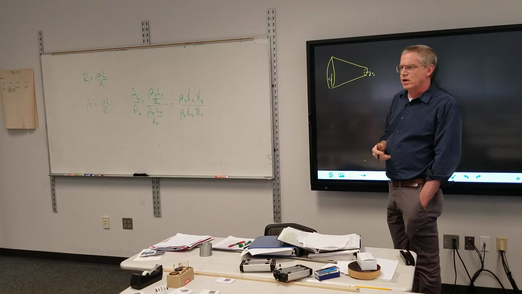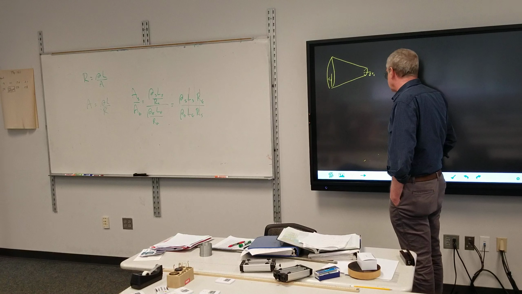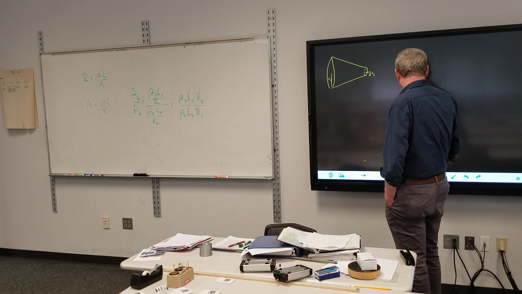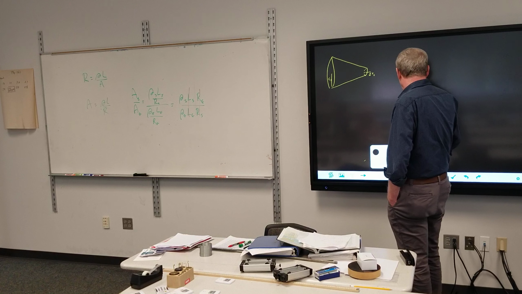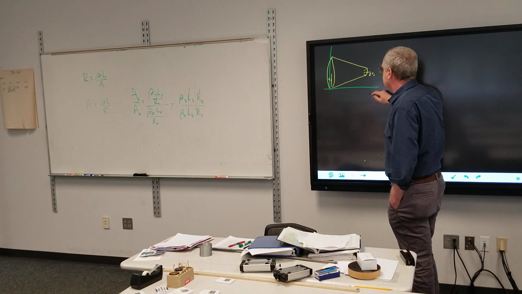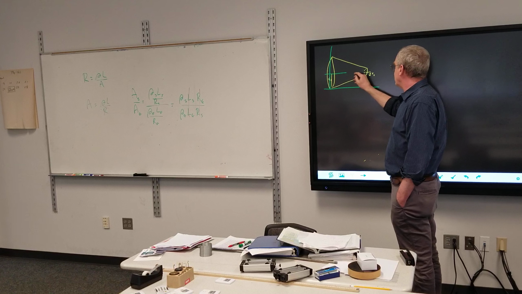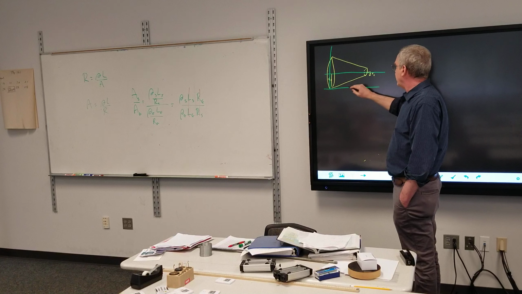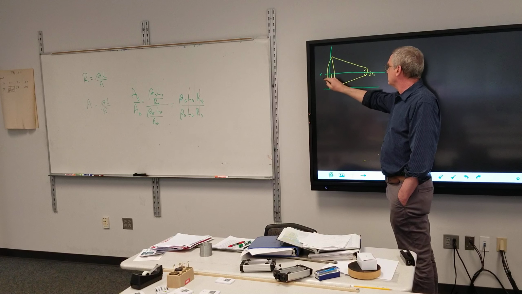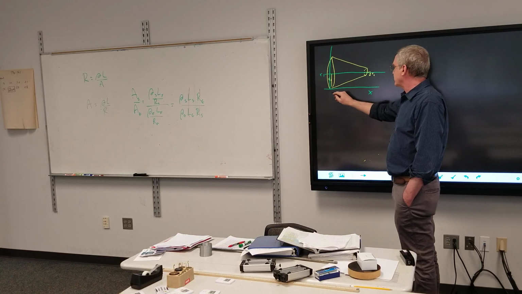So what I'm going to do is set up a coordinate system. We'll use a little bit of algebra here. I'm going to set up a coordinate system so that my origin is at that corner. This line right here, that distance would be R1, and that's my x-axis going off this way.